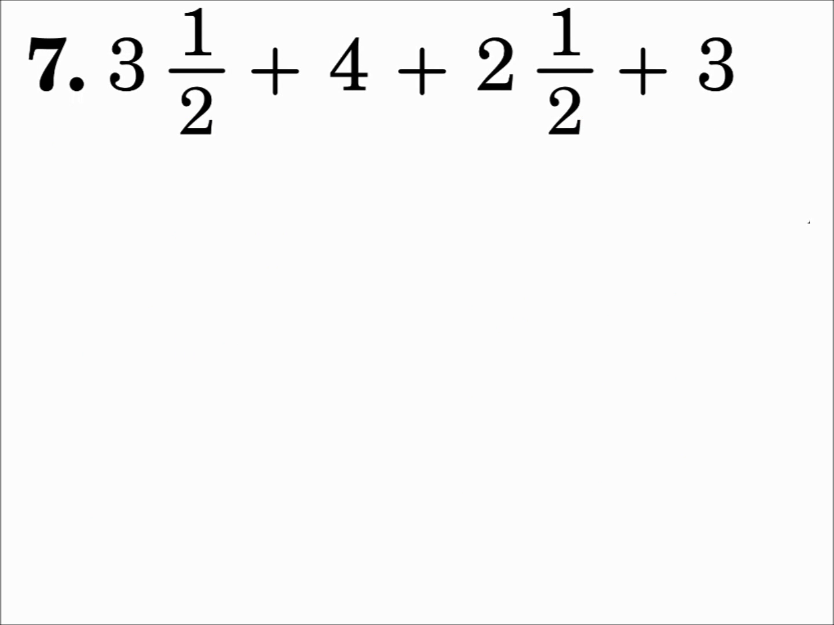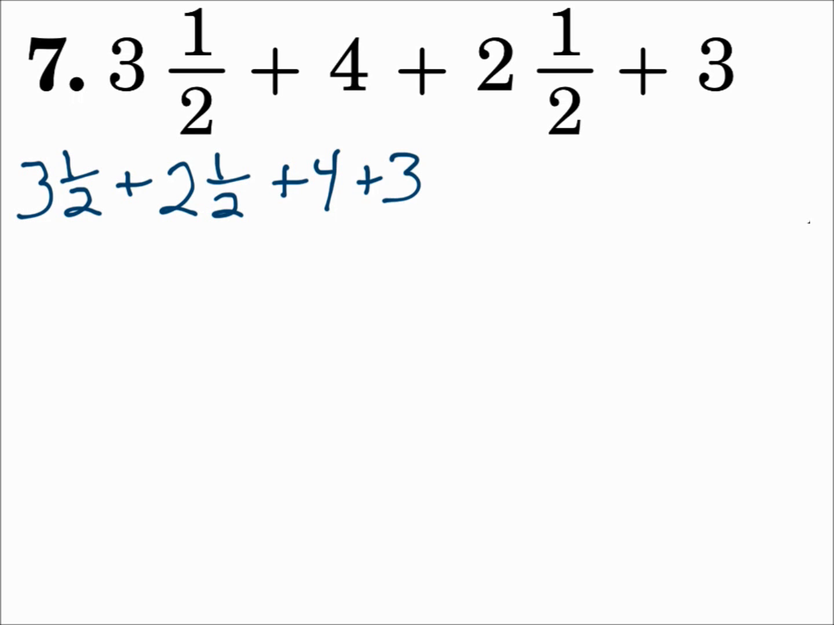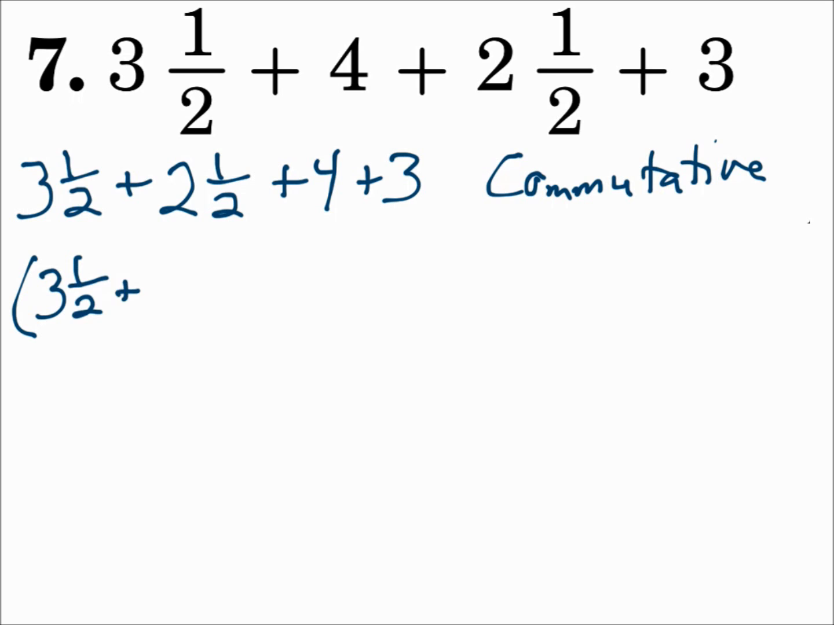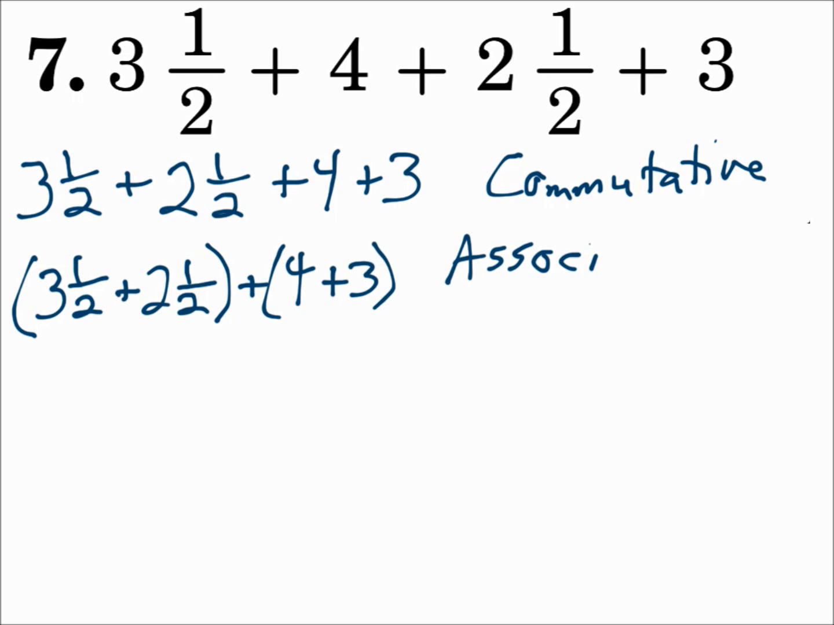For number 7, I'm going to reorder these and put the fractions together because I know that a half plus a half will give me a whole, and that will give me easier numbers. When you change the order, that's the commutative property. I can put parentheses around each group using the associative property.